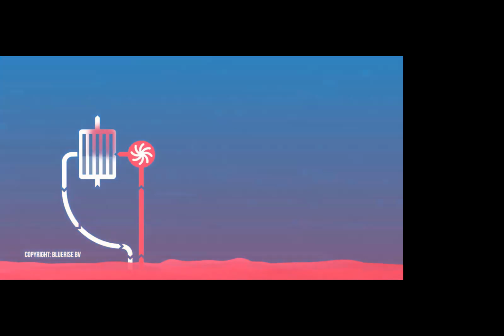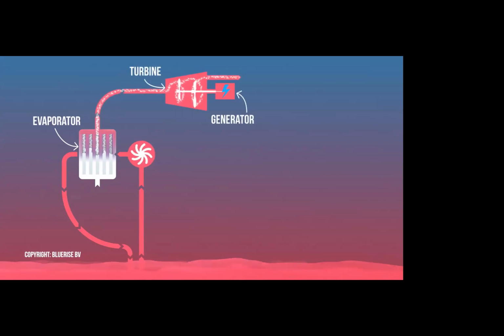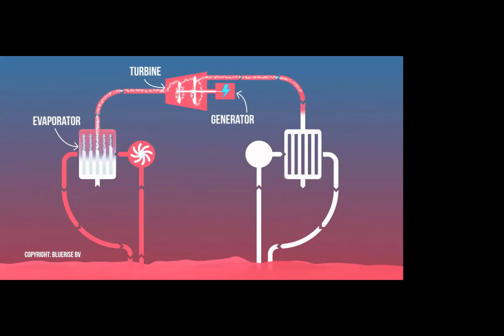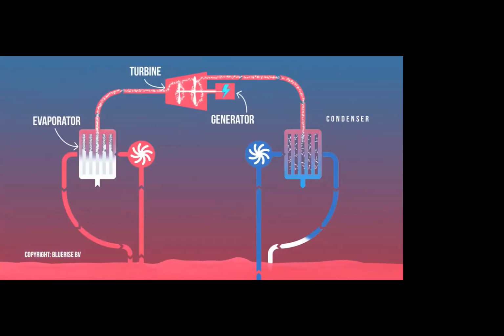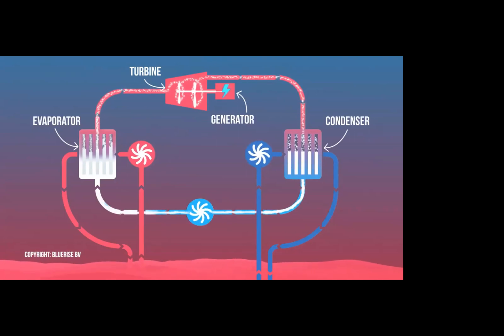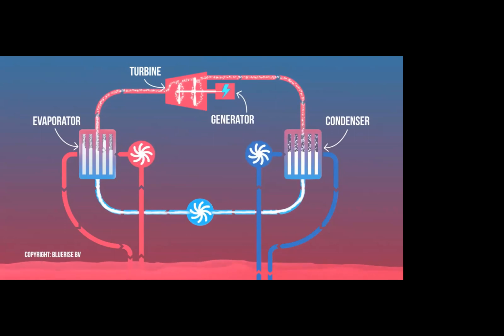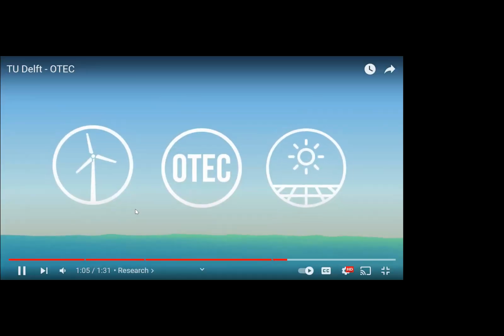How does it work? The ocean's warm surface water vaporizes a working fluid with a low boiling point, ammonia for example. The vapor expands and spins a turbine that is coupled to a generator that produces electricity. The vapor is then cooled by cold, deep seawater. That way, the working fluid condenses back into a liquid and you can reuse it. This makes it a continuous electricity generating cycle. OTEC can become an important renewable energy source.